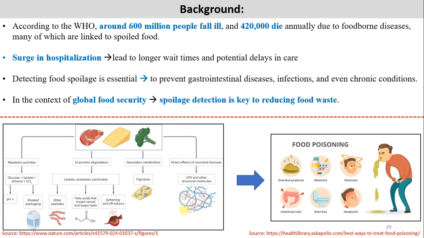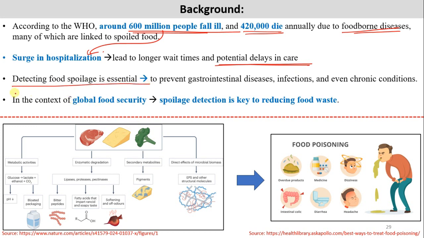So, background: why are we interested here? Around 600 million people fall ill, and 420,000 die annually due to foodborne diseases. This results in a surge in hospitalization and ultimately leads to potential delays in healthcare. So detecting food spoilage becomes an important and essential criterion.